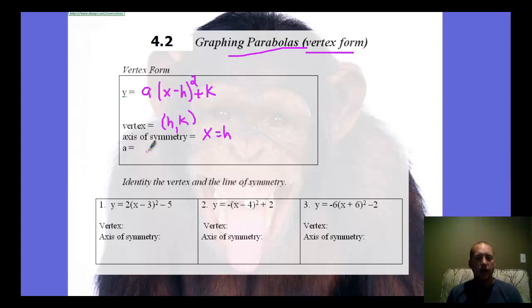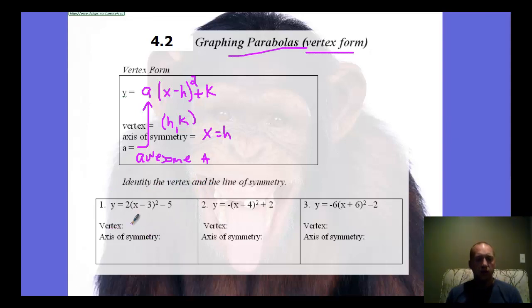And then our a value is still found. Our a value still describes the shape here. As far as us moving left and right, we go up and down by our a value. Sometimes I call that my awesome a value. Awesome a value. So identify the vertex and the line of symmetry.